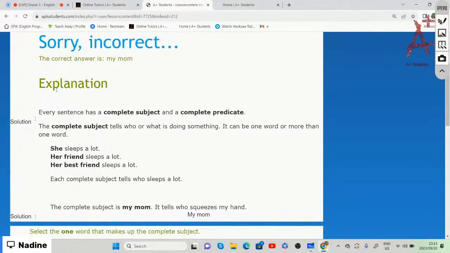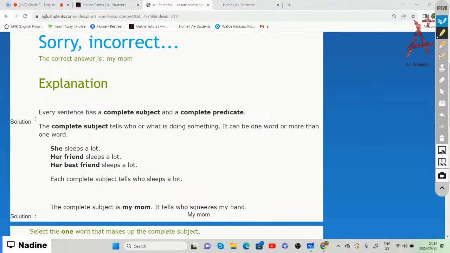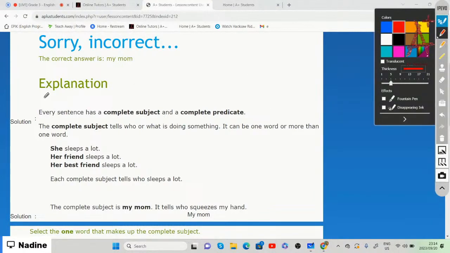Every sentence has a complete subject and a complete predicate. If you have a sentence that has both subject and predicate in, then that is a complete sentence or a complete thought. So every sentence has a complete subject and it has a complete predicate. And a complete subject, because that is our focus first, tells who or what is doing something.